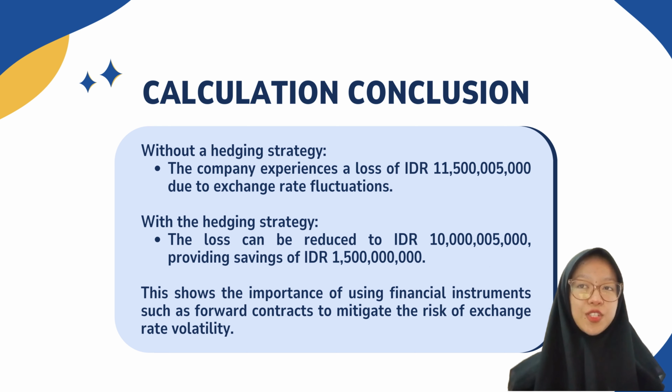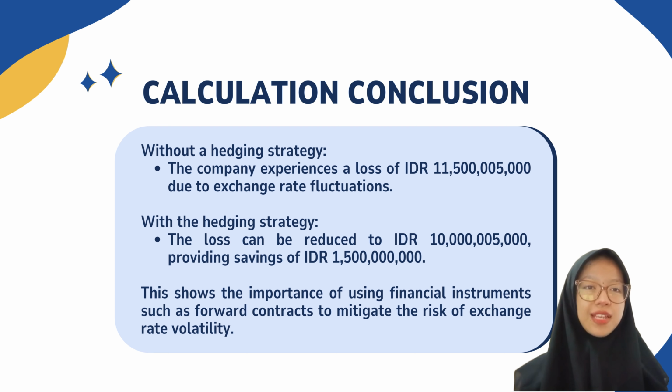Okay, calculation conclusion. Without the hedging strategy, the company experienced a loss of 11,500,000,005,000 Indonesian rupiah due to exchange rate fluctuation. And with the hedging strategy, the loss can be reduced to 10,005,000 Indonesian rupiah, providing savings of 1,500,000,000. This shows the importance of using financial instruments such as forward contracts to mitigate the risk of exchange rate volatility.